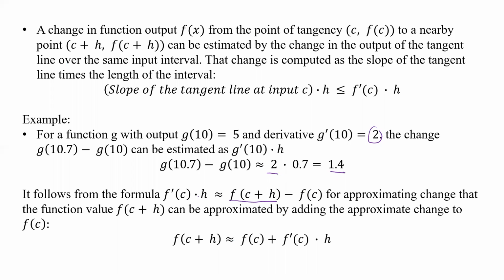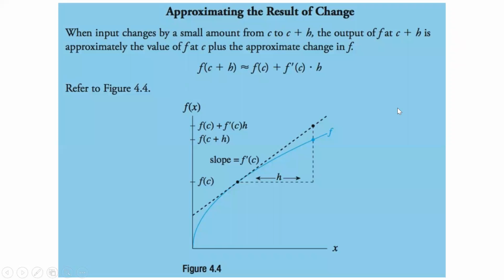So we add f of c to both sides, and so we get this formula here, which is basically approximating the change of that function by adding the approximate change to our f of c. So what we have then is approximating the result of change. We have our small change from c over here to c plus h at this point here.